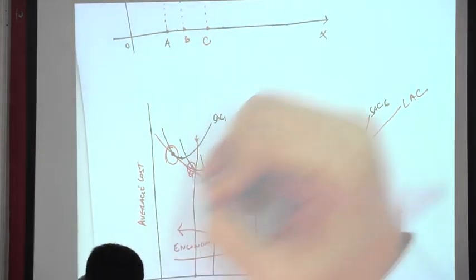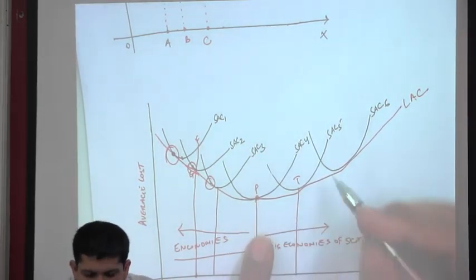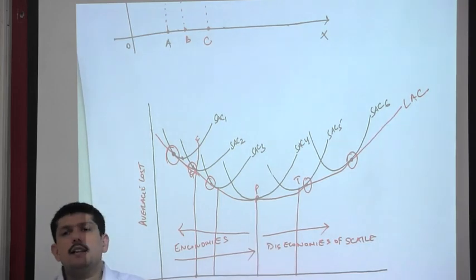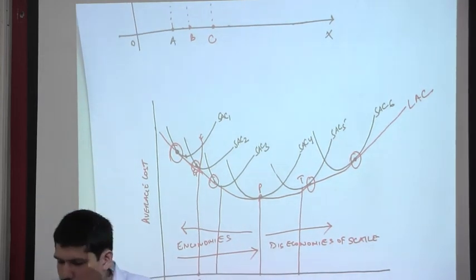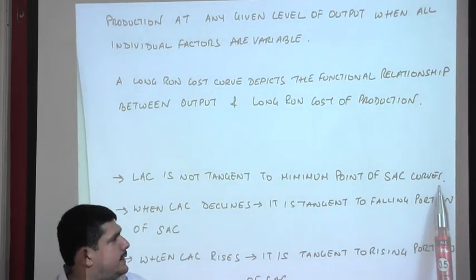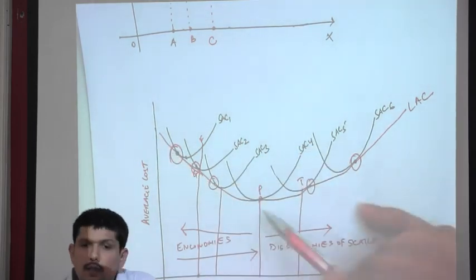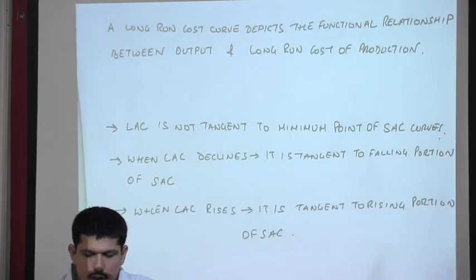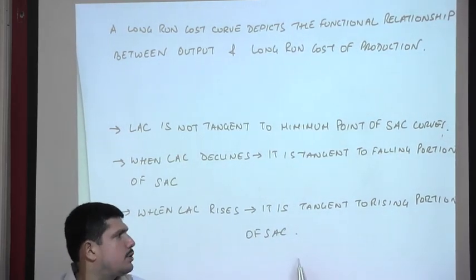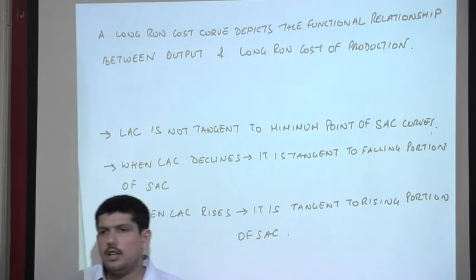Even here it is tangent to the falling SAC, but here it is tangent to the lowest point, and then beyond this particular point it is tangent to the rising side of the short-run average cost curves, right? So it says that LAC is not tangent to the minimum point on SAC curves. When LAC is falling, it is tangent to the falling portion of the SAC. When LAC is rising, it is tangent to the rising portion of the SAC. It is not always tangent to the minimum point on short-run average cost curves.